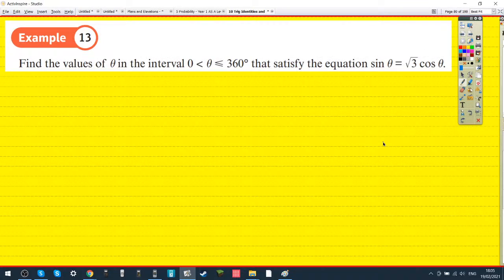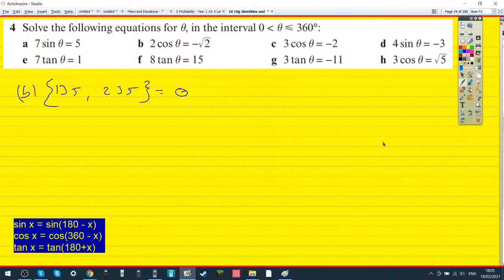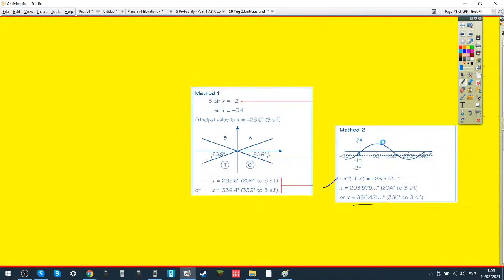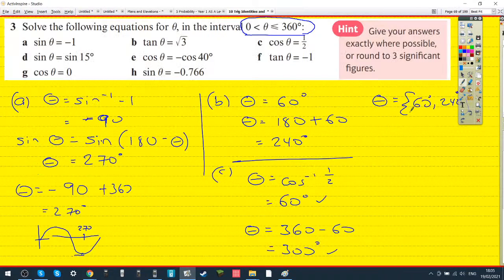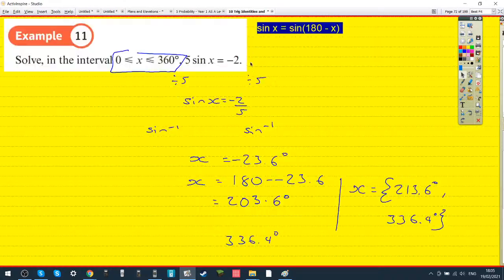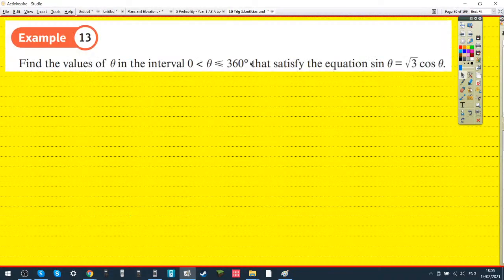Theta. Okay, so this is a tricky type of question. I skipped over this earlier. Let me just go back now. Oh, I didn't skip over it. I knew what I was doing. Okay, this time we have sine and cos. Any idea how we deal with that?